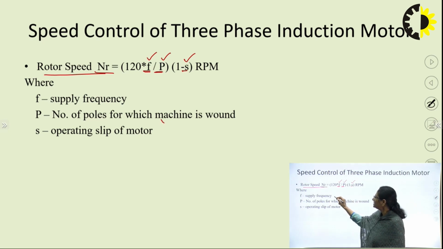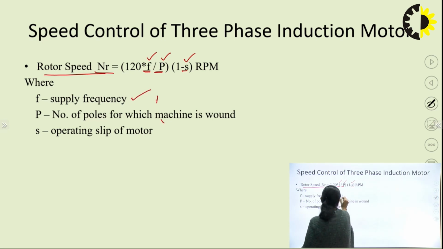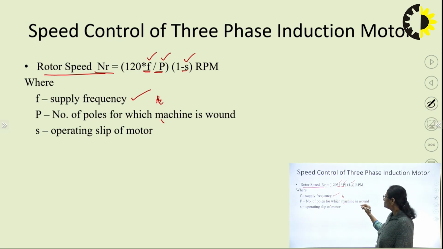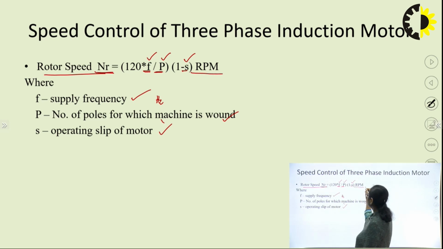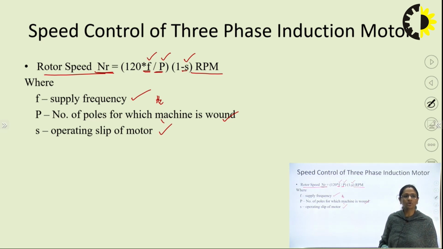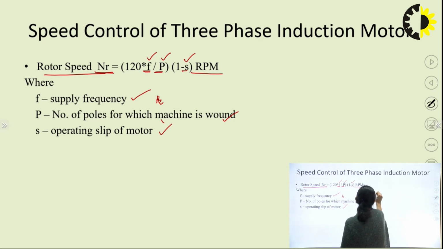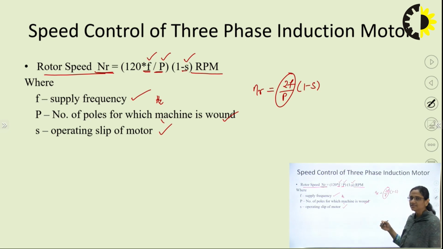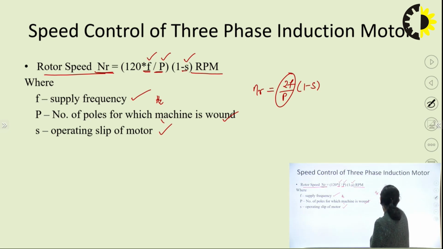F is the supply frequency in hertz. It is the frequency of supply given to the stator winding. P is the number of poles for which the machine is wound, and S is the operating slip of the motor. Here Nr is giving us the speed in RPM, that is revolutions per minute. We can also write the equation for rotor speed as nr = (2f/P)(1 - S). 2f/P is basically the synchronous speed in RPS. It can also be written as Ns times (1 - S).